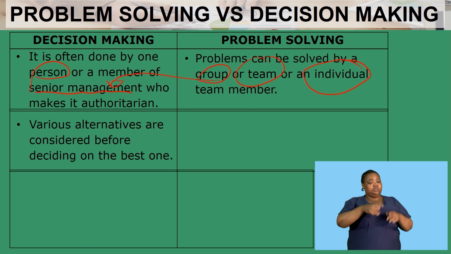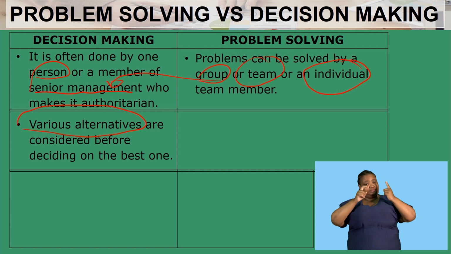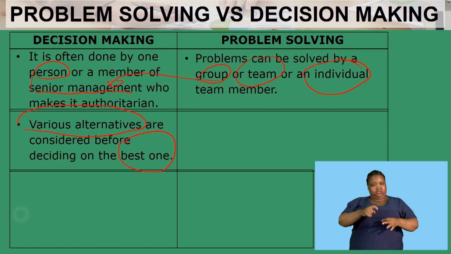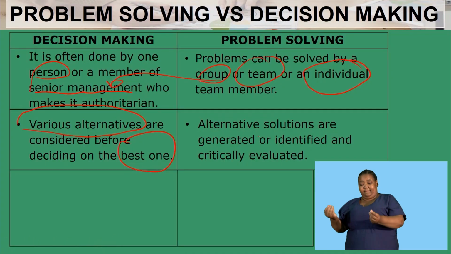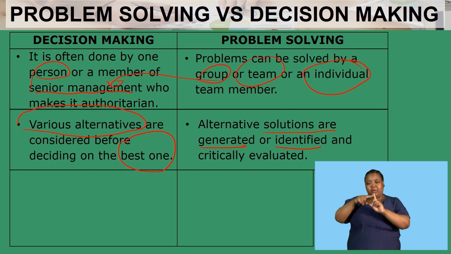Then with decision making, various alternatives, that's the key word, are considered before we can decide on the best one. So we're looking for various alternatives. Whereas with problem solving, alternative solutions are generated or identified, and not just identified, they are critically evaluated. We have to weigh them. We're looking at the pros and the cons, or the positives and the negatives of that solution.